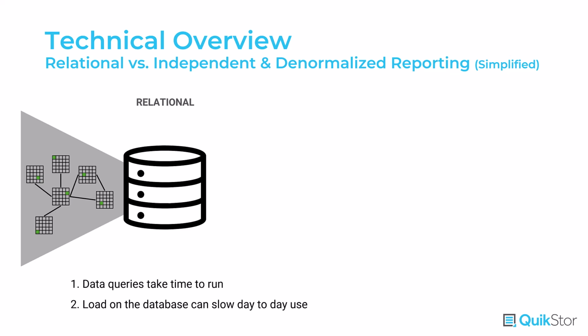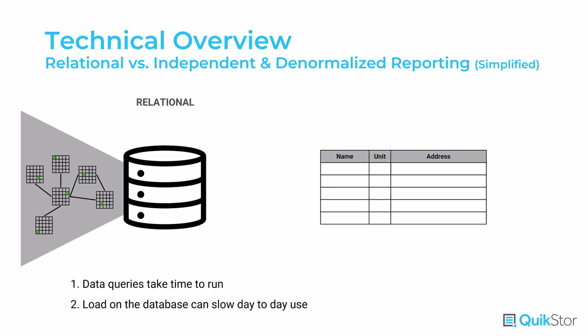What is a denormalized database? In simple terms, it is a flat file version of the relational database where we repeat the same data, such as a tenant's name or address, over and over. But wait, I thought this was bad back in the 70s.